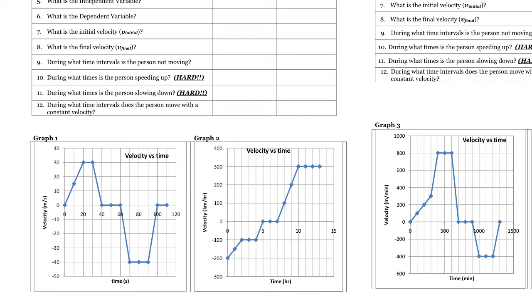So there's two graphs on the bottom. You've got graph 1, velocity versus time, and graph 2. So here's, hang on, I'm going to get a little highlighter here. So here's graph 1, here's graph 2. Notice both are velocity versus time, so make sure that you understand that.